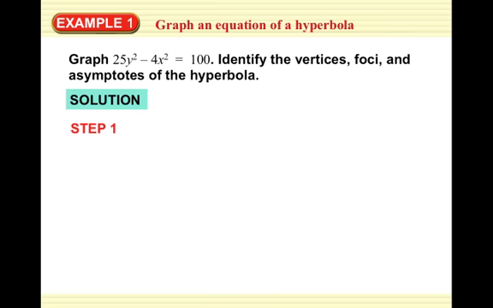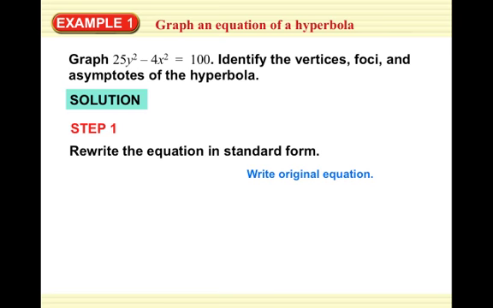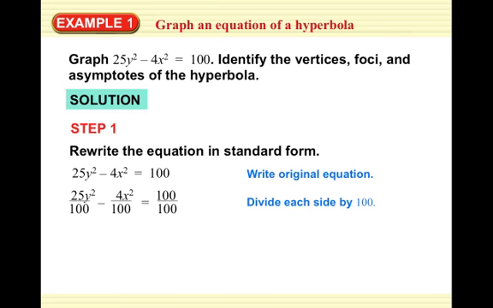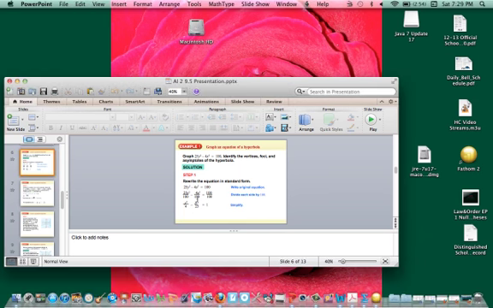Just like with ellipses, first thing we've got to do is get this in standard form. So we want it to equal 1, it equals 100, so we're going to divide out that 100. We're going to reduce 25y squared over 100. Then we have our minus, and we're going to reduce 4x squared over 100, and all that equals 100 over 100. So when we simplify, we get y squared over 4 minus x squared over 25.